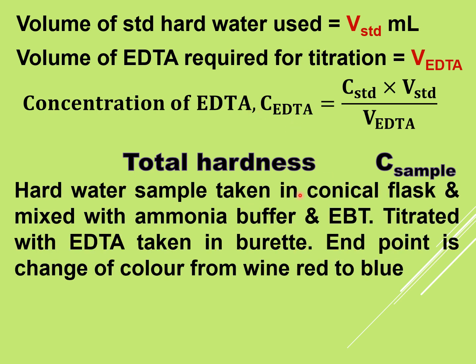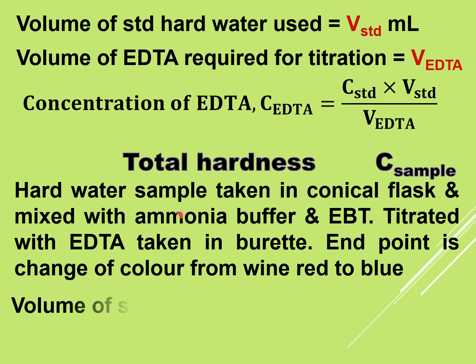Hard water sample is taken in a conical flask and mixed with ammonia buffer and indicator. You take a fixed volume. A fixed volume of this hard water sample is taken, mixed with ammonia buffer, add the indicator, titrate with EDTA taken in the burette. End point is change of color from wine red to blue. Okay, so you repeat the same titration using hard water sample. We did it with standard hard water. Now repeat the same thing with hard water sample.